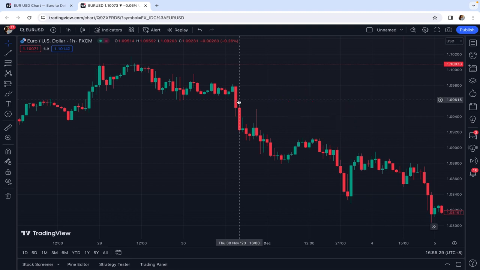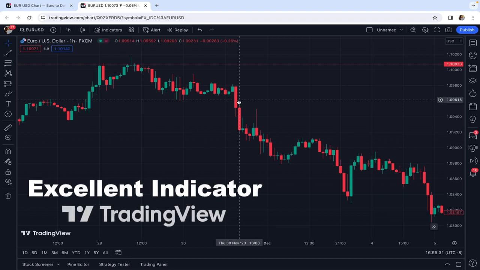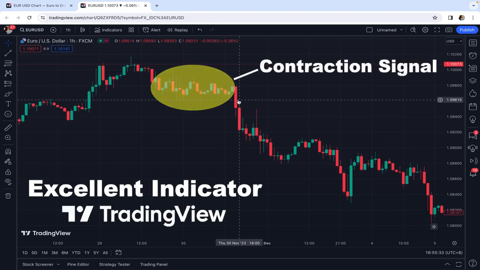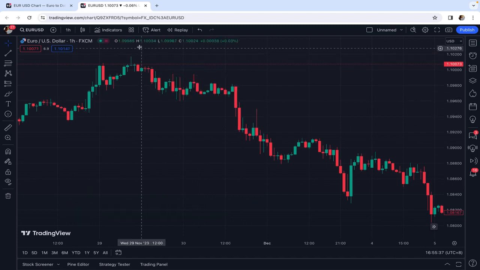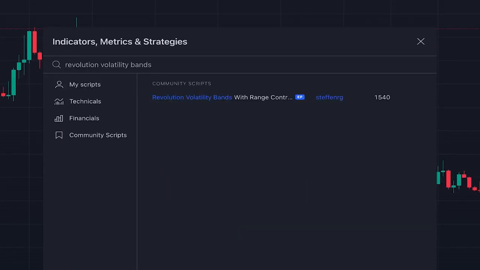In this video, I want to introduce an excellent indicator on TradingView that gives contraction signal just before explosive price movements of the market. To add this amazing indicator to our chart, here we click on indicators and we search Revolution Volatility Bands. This one, which is an editor's pick indicator and written by someone named Stephen R.G.